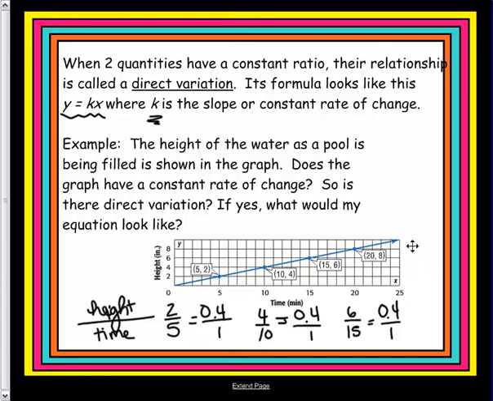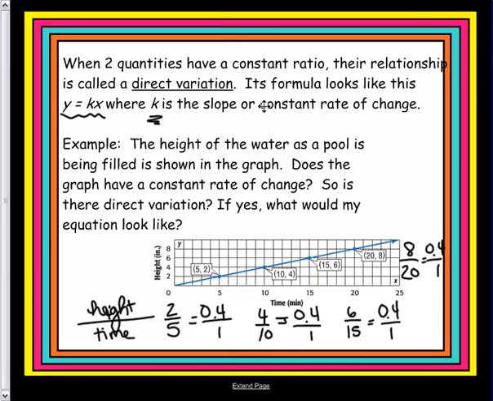And just out of curiosity, let's see what 8 out of 20 is. Again, 4/10 over 1. So the answer is yes, it does have a constant rate of change. The pool fills about 4/10 of an inch every minute.